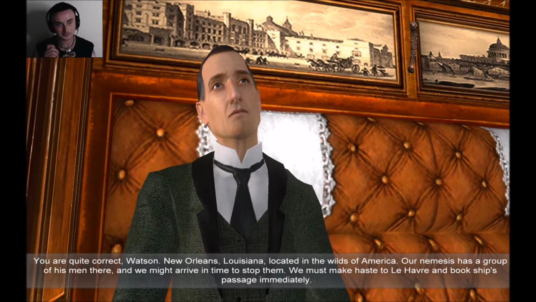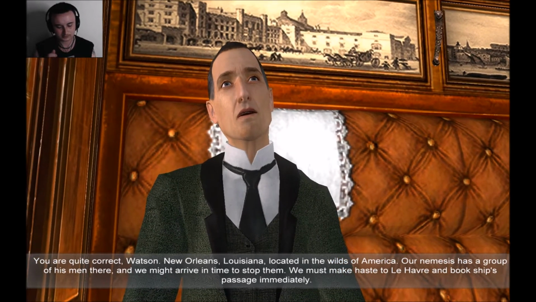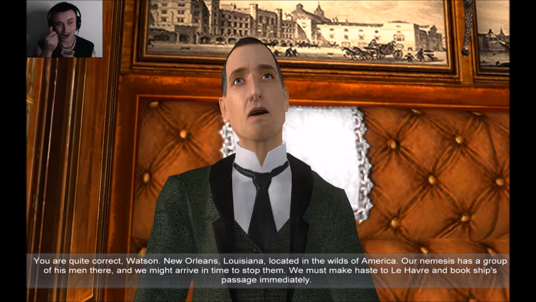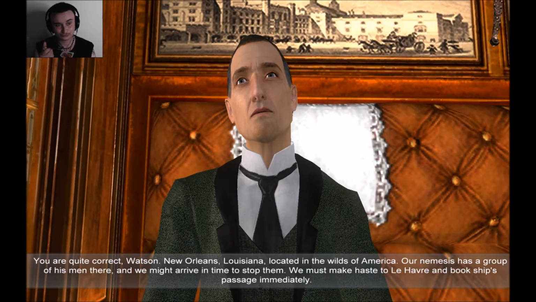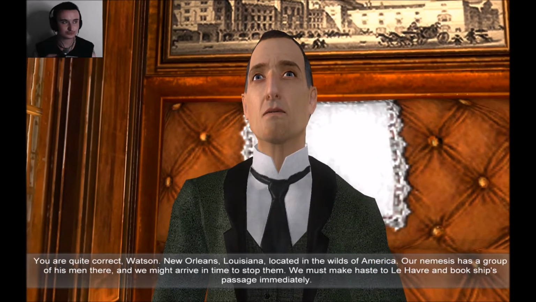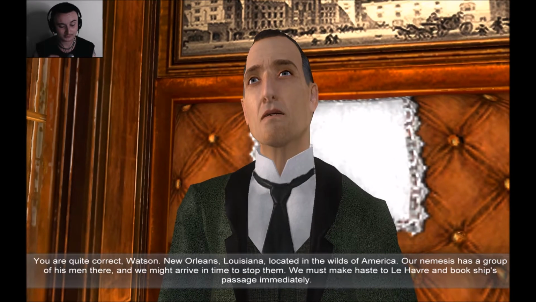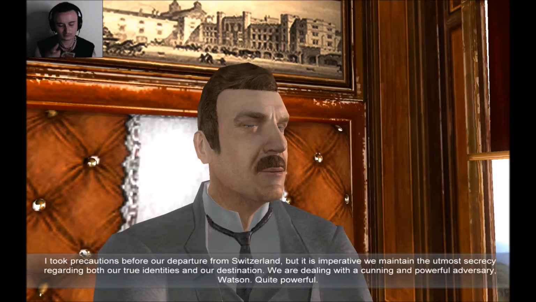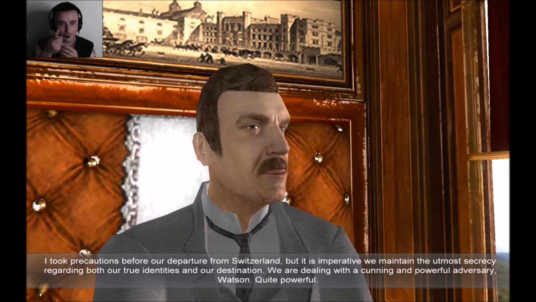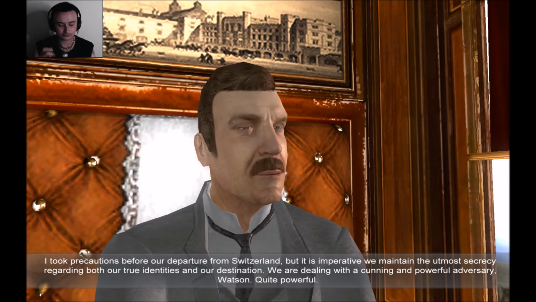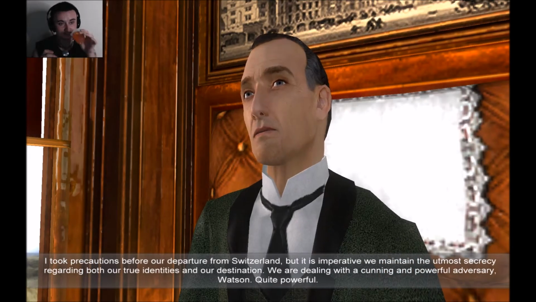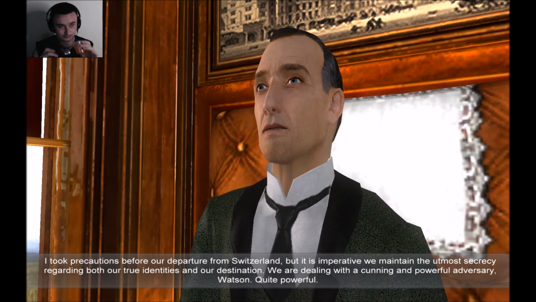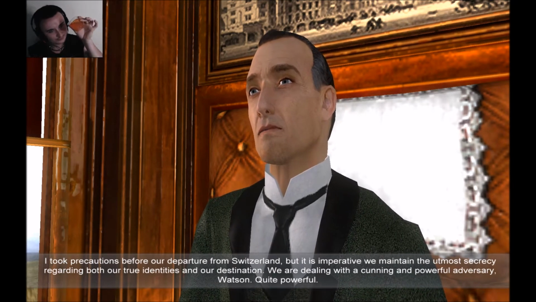Quite correct, Watson. New Orleans, Louisiana, located in the wilds of America. Our nemesis has a group of his men there, and we must arrive in time to stop them. We must make haste to Le Havre and book ship's passage immediately. I took precautions before our departure from Switzerland, but it is imperative we maintain the utmost secrecy regarding both our true identities and our destination. We are dealing with a cunning and powerful adversary, Watson.